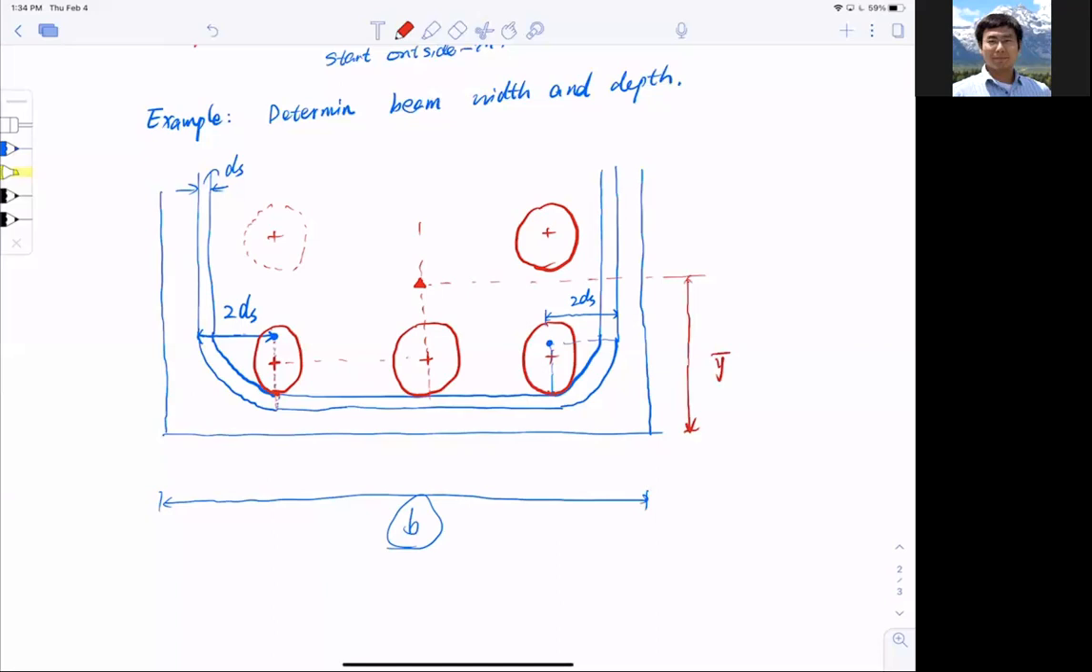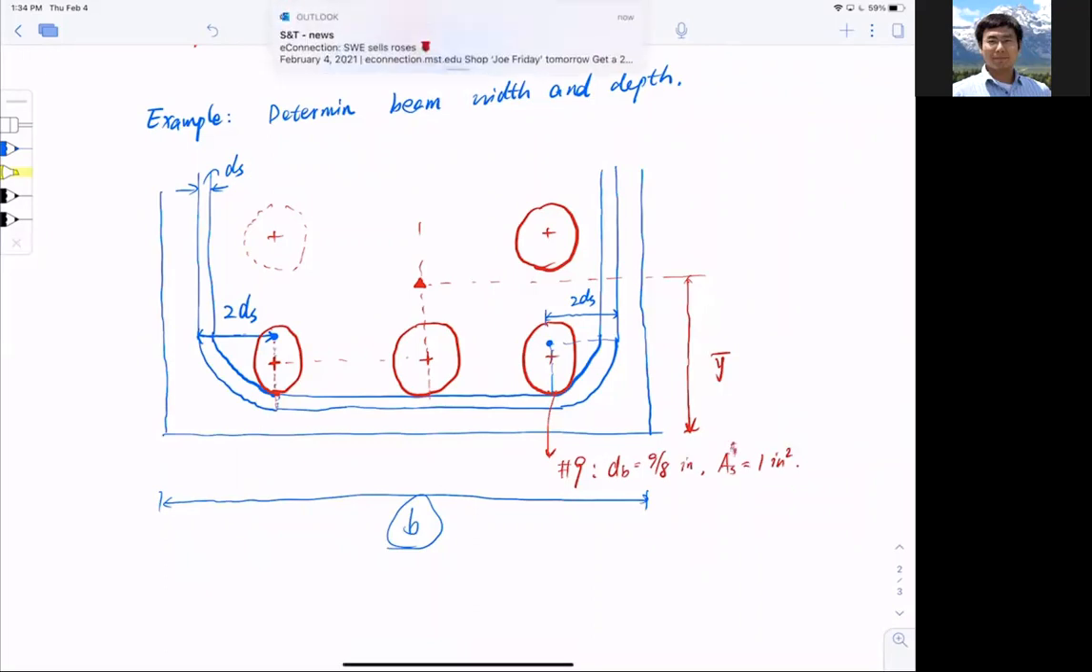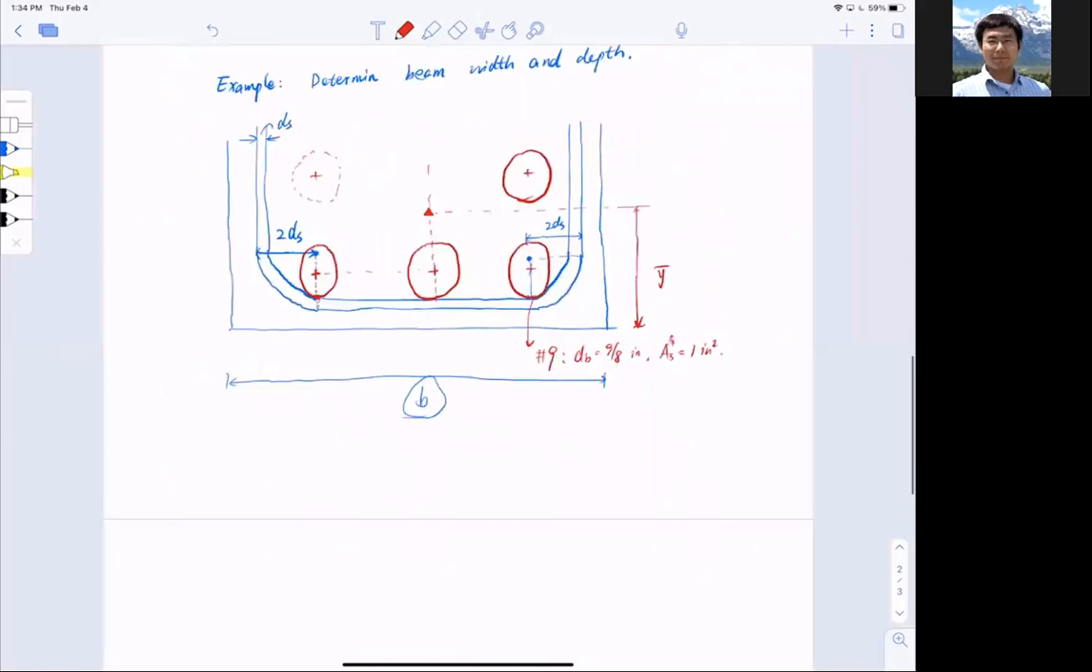I'm going to make an assumption here: I'm using all number 9 bars. Now I know db is 9/8 inch, and the area of each bar, As, equals 1 inch squared. So this is each bar, and I'm going to put a number 9 here just to differentiate. Now how am I going to find the center of the group of bars? First step, find Y bar.